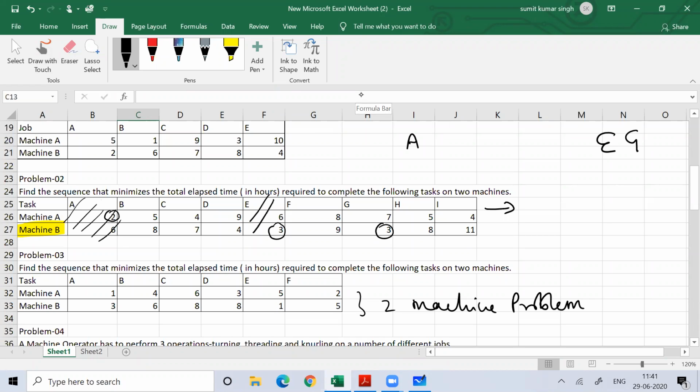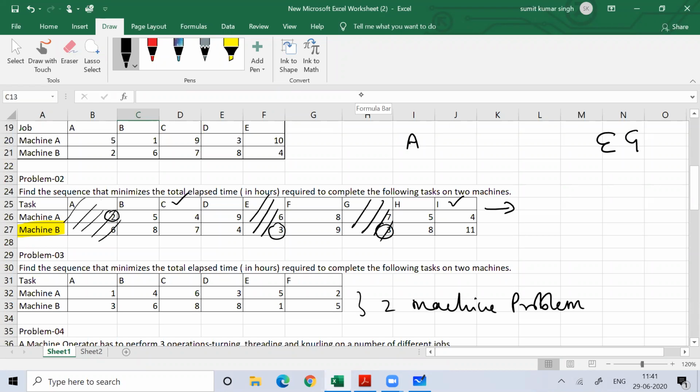Once you're done with E and G, you can see the next lowest value. The next lowest value is for C and I. Again you can see the smallest value is 4 hours. So both on C and I, the smallest value is 4 hours. So which one should I prefer?